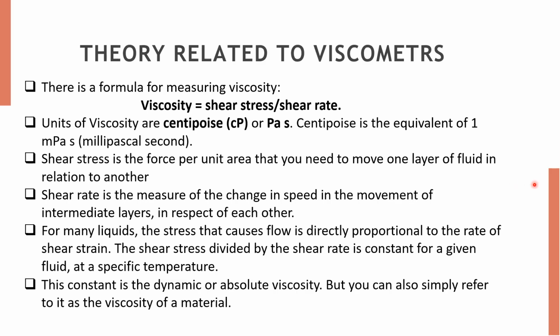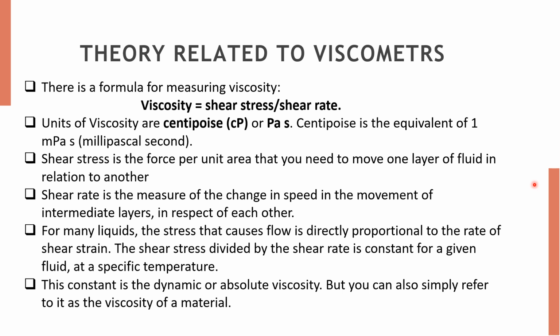Now we will see theory related to viscometers. There is a formula for measuring viscosity, that is it is the ratio of shear stress to shear rate, where shear stress is the force per unit area that you need to move one layer of fluid in relation to another, where shear rate is the measure of change in speed in the movement of intermediate layers in respect of each other. The units of viscosity are centipoise or pascal second. Centipoise is equal to 1 millipascal second.